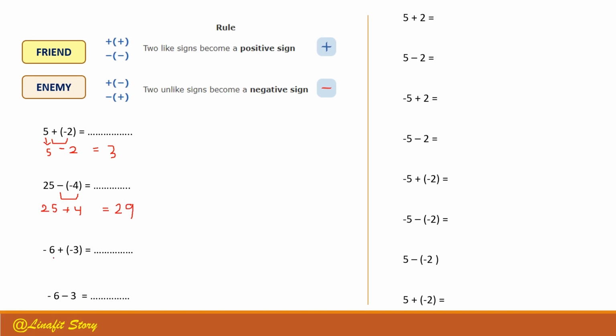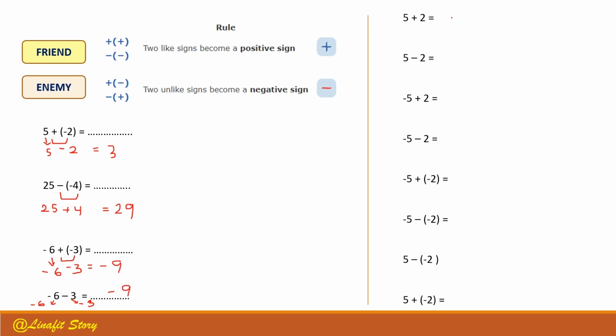Next, negative 6 plus negative 3. You meet your enemy. Why? Because different sign. Over here becomes negative 3. Negative 6 minus 3 equals negative 9. Next, negative 6 minus 3. You have negative 6 and then you have another negative 3. So the total now is negative 9.